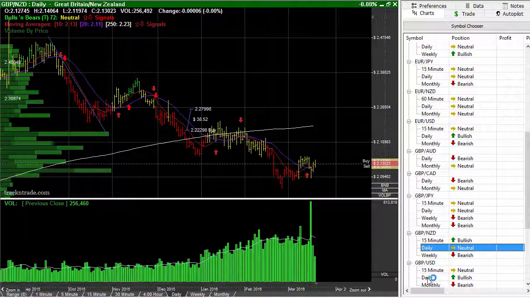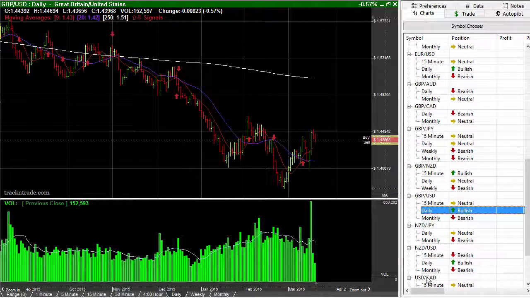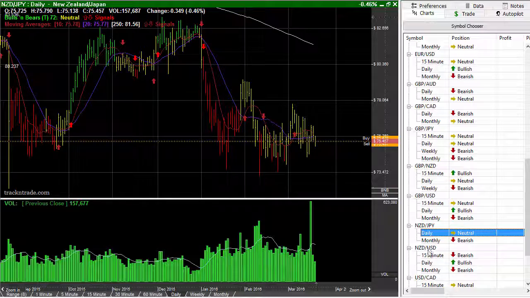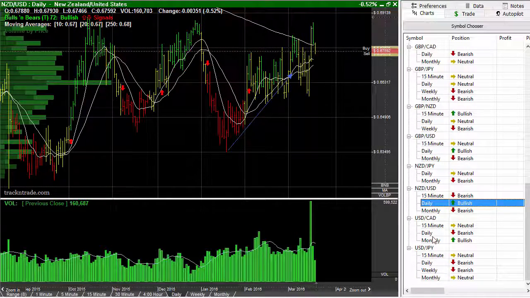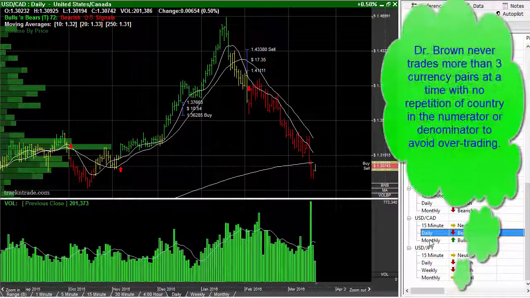Pound Kiwi sideways. Pound is sideways. Kiwi Yen is sideways. Sideways on the Kiwi. CAD's falling and trending down nicely.